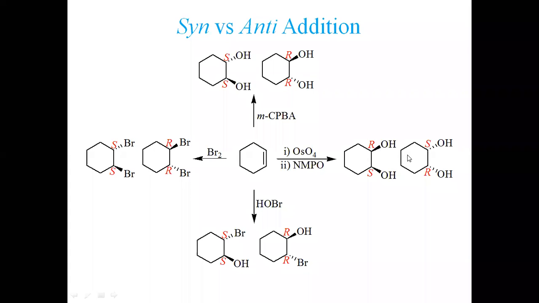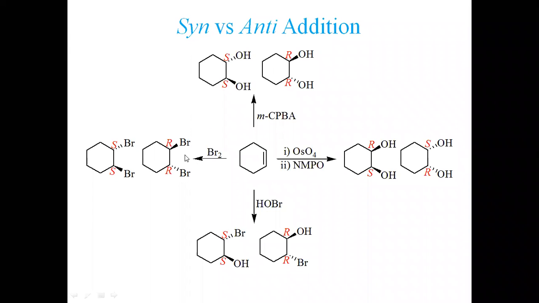So reaction with MCPBA or reaction with osmium tetroxide, both of these are stereospecific. In this case, both are adding opposite to the cis olefin, and here both of them are adding from the same surface. So this is resulting in two different isomers in equal ratio. No doubt the reaction is stereospecific, but in both cases it is not stereoselective.